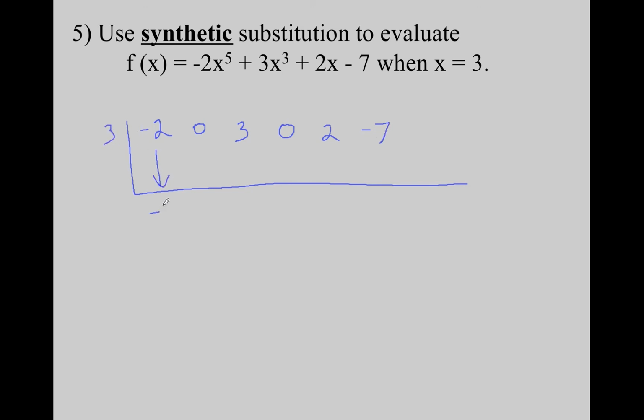First term comes down, negative 2. Then we multiply 3 times negative 2 is negative 6. 0 plus negative 6 is negative 6. 3 times negative 6 is negative 18. 3 plus negative 18 is negative 15. 3 times negative 15 is negative 45. 0 plus negative 45 is negative 45. 3 times negative 45 is negative 135. 2 plus negative 135 is negative 133. 3 times negative 133 is negative 399. Negative 7 minus 399 is negative 406.